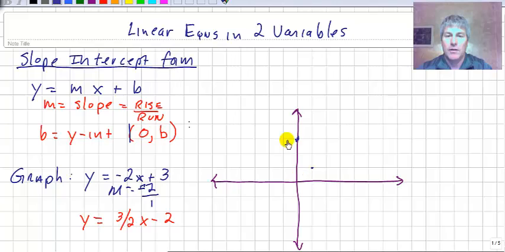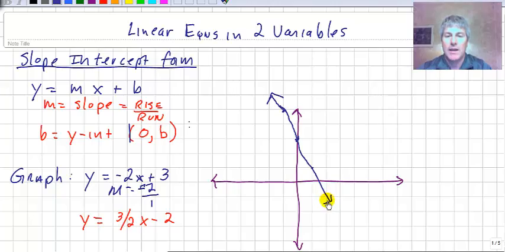And we can do that a couple of times. We can also rise positive 2 and run negative 1. So we know our slope is negative 2, and we've got 3 points, and we can connect them with a straight line, and that is the graph of y equals negative 2x plus 3. So any ordered pair that's on this line, any x and y, will satisfy or will work in this equation.